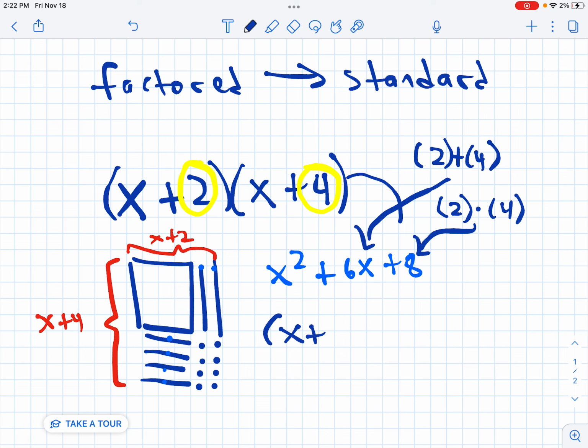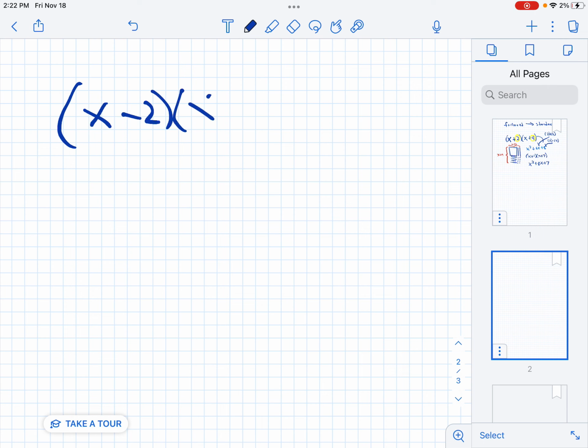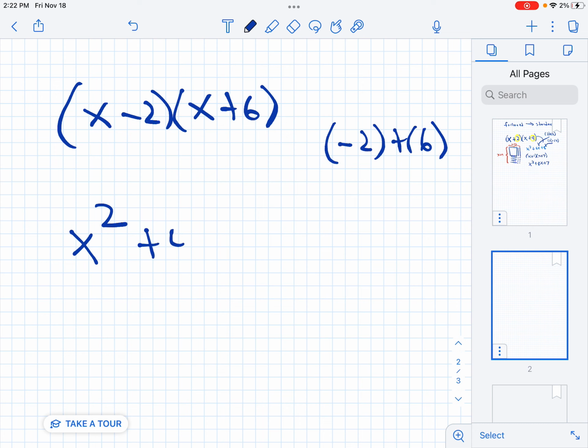If you have something like (x + 1)(x + 7), you first start by writing x squared. 1 plus 7 is 8. 7 times 1 is 7. Now this whole thing works even if you have some negatives. So (x - 2)(x + 6). I first start by writing x squared. Then I'm thinking, what's negative 2 plus 6? Negative 2 plus 6 is 4. What's negative 2 times 6? That's negative 12, and that's your answer.